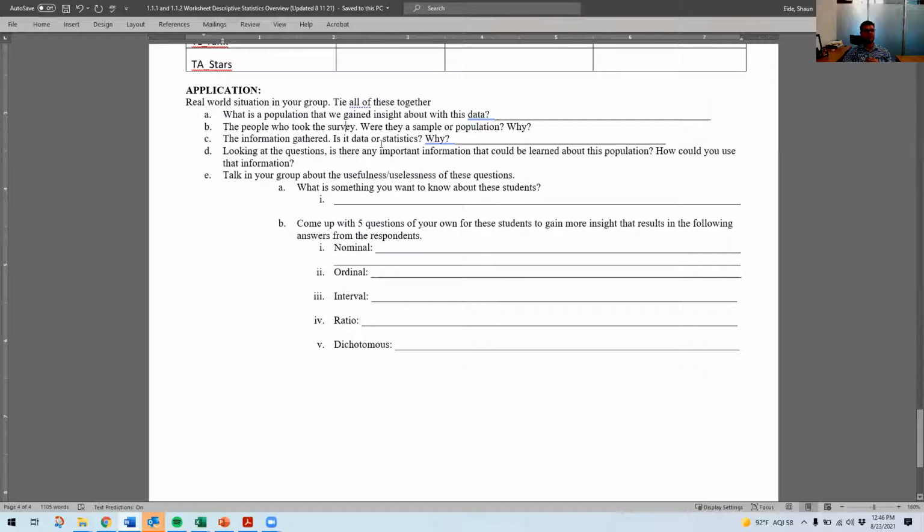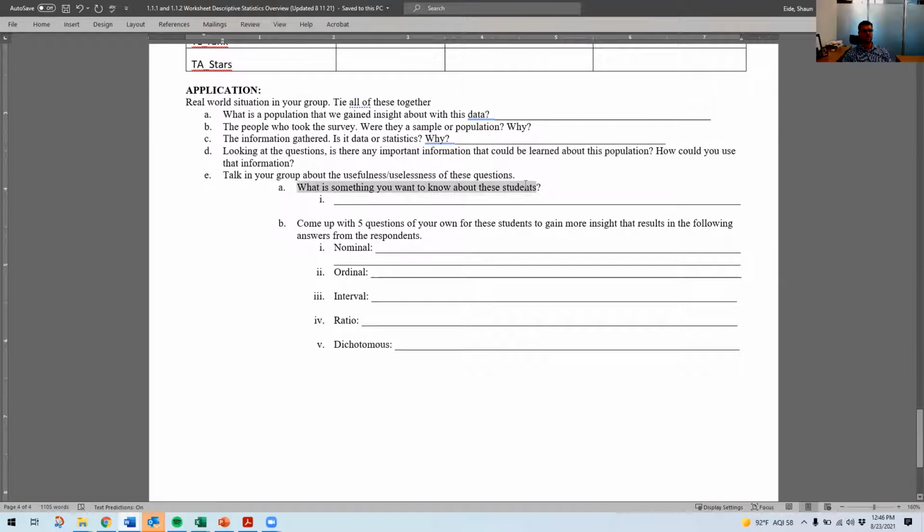The information gathered, is it data or statistics? Looking at the question, is there any information that can be learned about this population? How can we use that information? And you can also look at both of them, the ride data and also the data from the students. Then talk to your group about the usefulness and uselessness of these questions.